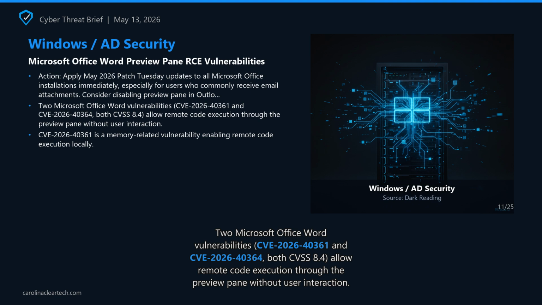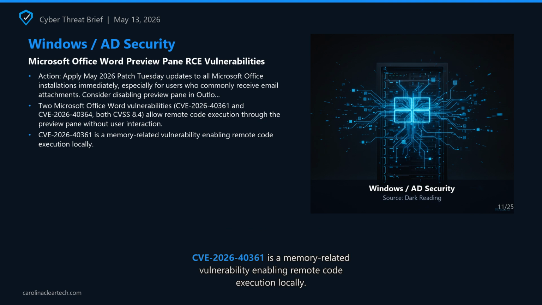Action: apply May 2026 Patch Tuesday updates to all Microsoft Office installations immediately, especially for users who commonly receive email attachments. Consider disabling preview pane in Outlook until patches are applied. File, Options, Trust Center settings, attachment handling, unchecked: turn off attachment preview. Sources: Dark Reading, Talos Intelligence, Bleeping Computer.